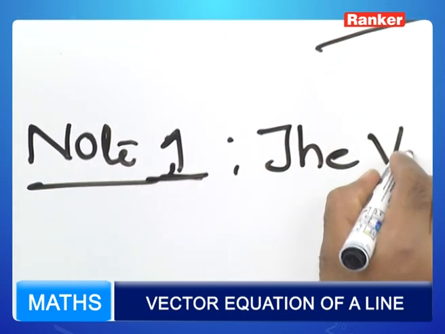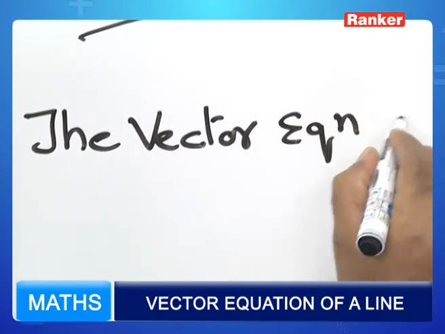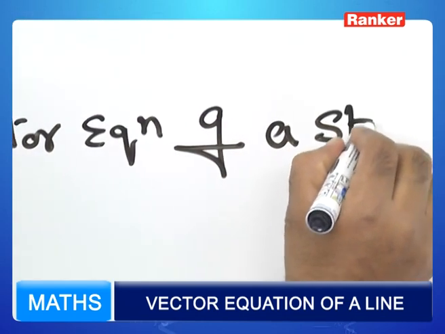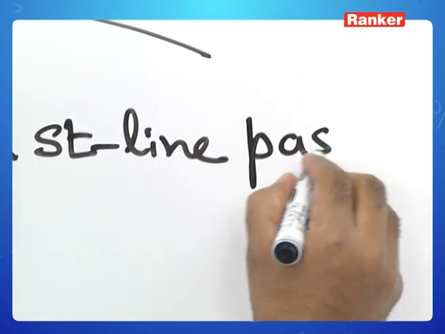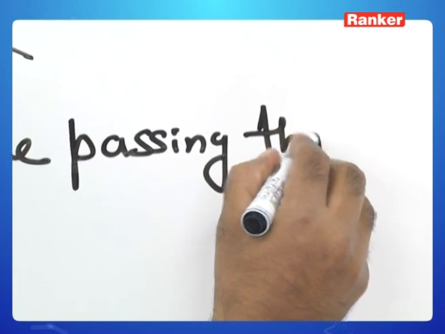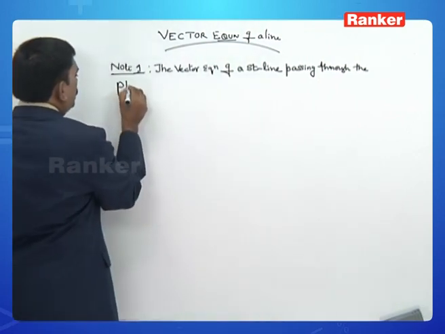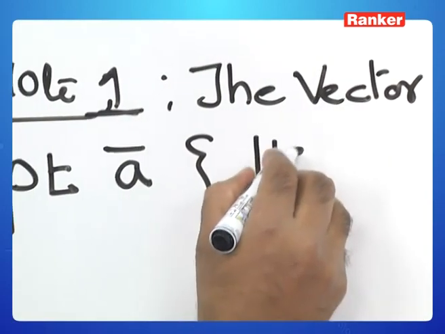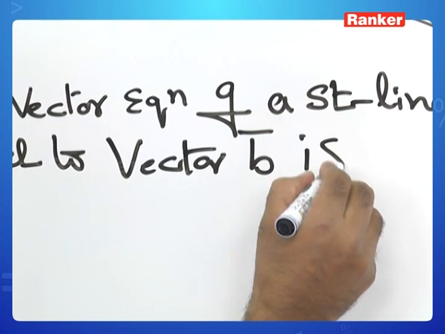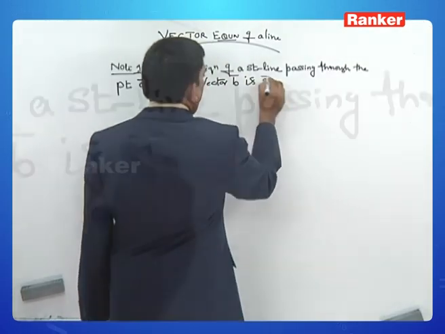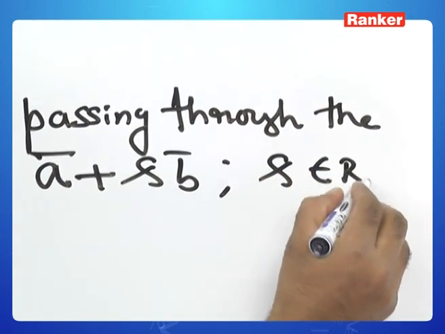The vector equation of a straight line passing through the point A bar and parallel to vector B bar is R bar is equal to A bar plus S B bar, where S is a scalar.